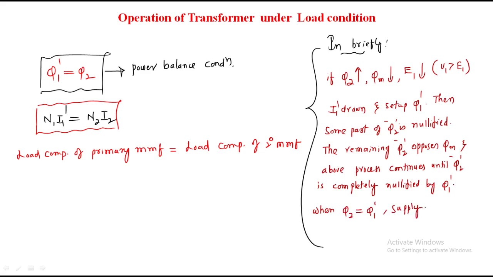When phi 2 is equal to phi 1 dash, the supply will not produce further increase in current. So when phi 2 is equal to phi 1 dash, there is no further current. So this is the brief summary of this explanation.